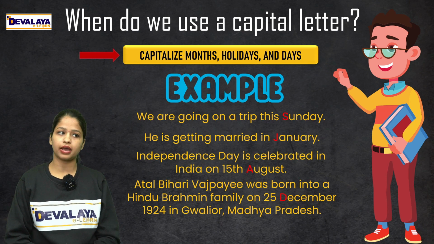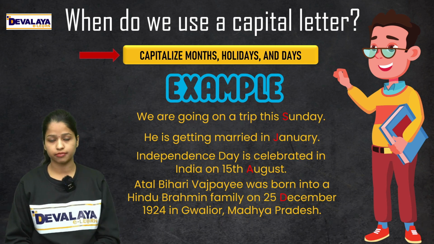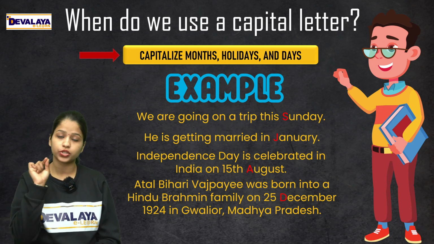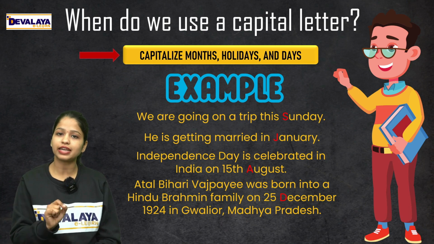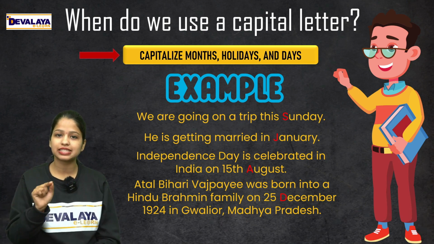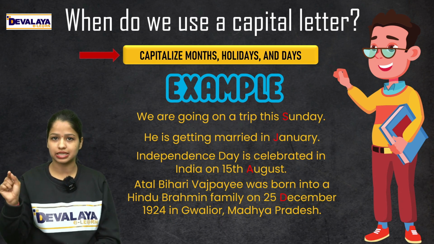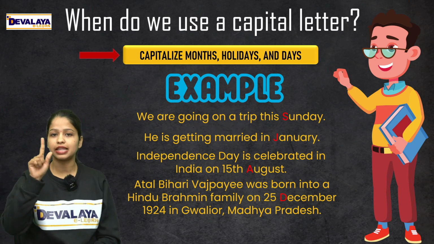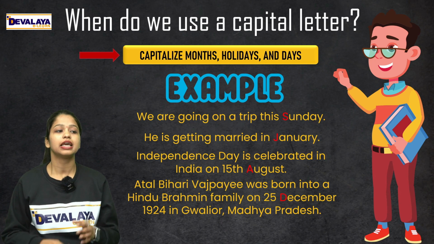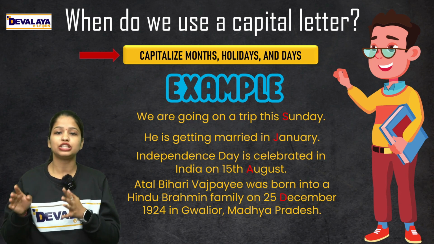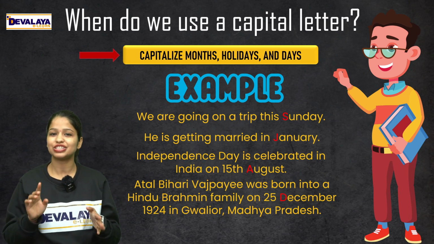So let's take examples. First example that we are having is that we are going on a trip this Sunday. So in this sentence, we're talking about a day, and that is what? That is Sunday. So that is why we have capitalized Sunday's S. Clear? We are going on a trip this Sunday, and Sunday is a day. That is why we are capitalizing S in the sentence. Clear? The next sentence is, he is getting married in January. January is what? Month. That is why we are capitalizing J over here.